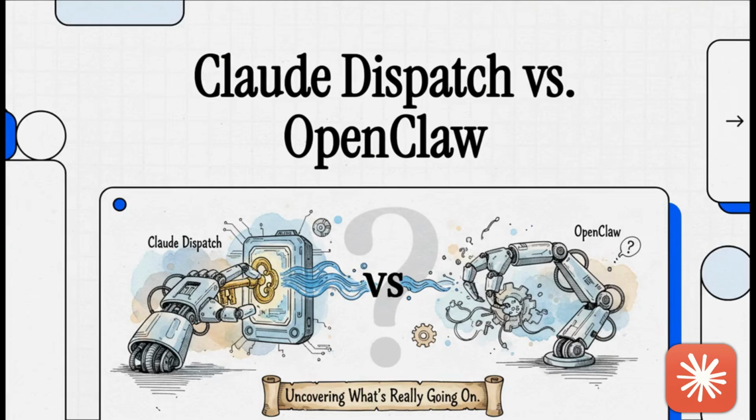All right, so if you're deep in the AI agent space, you have absolutely seen the name Claude Dispatch starting to pop up everywhere. Some folks are even calling it an OpenClaw killer. But what is it really? Let's cut through all the noise and get to the bottom of what's actually going on here.